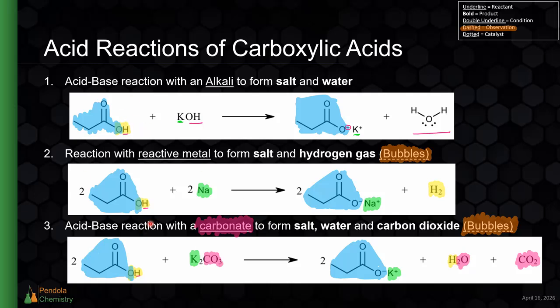So these are the three reactions where carboxylic acids are acting like acids, losing the hydrogen and creating the carboxylate ion. Depending on whether it's reacting with an alkali, an active metal like sodium, or a carbonate, it will create different other products: either water with the alkali, hydrogen gas with the reactive metal, which shows up as bubbles, or water and carbon dioxide with the carbonate, where the carbon dioxide also shows up as bubbles. And whatever positive metal ion we have from the reactants will get attached to our carboxylate ion, which has the opposite charge. So that's another three types of reactions that carboxylic acids can undergo.